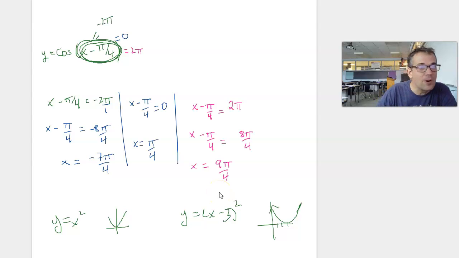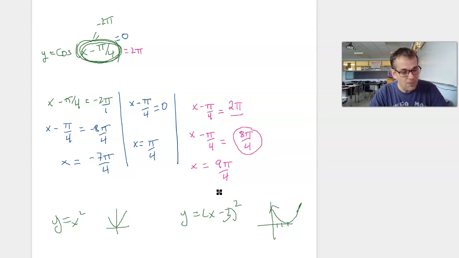So quick review of my work here. This blue equation, if I set this inner thing equal to 0, hopefully we just add pi over 4. We don't let ourselves get scared by the pi's and the fractions. They're just numbers. And then we also want to set that inner thing equal to 2 pi. So similar idea. I took that 2 pi, I rewrote it as a fraction over 4. So it's 8 pi over 4.